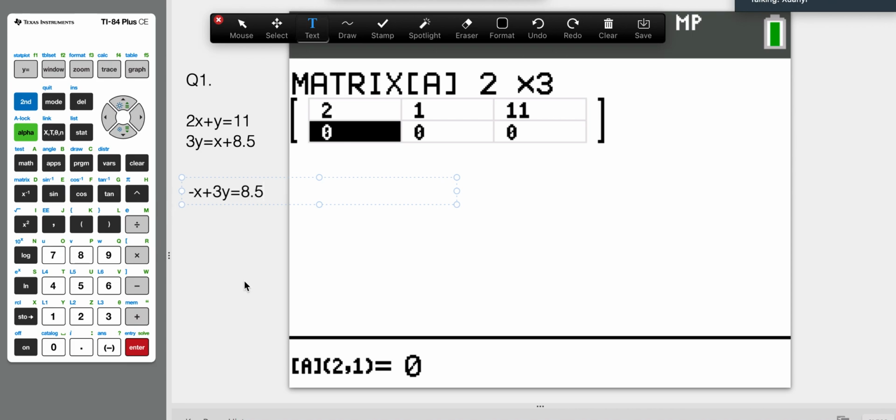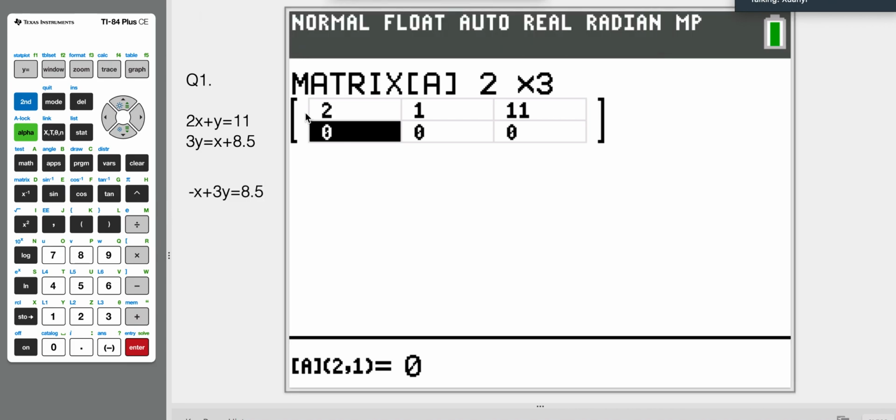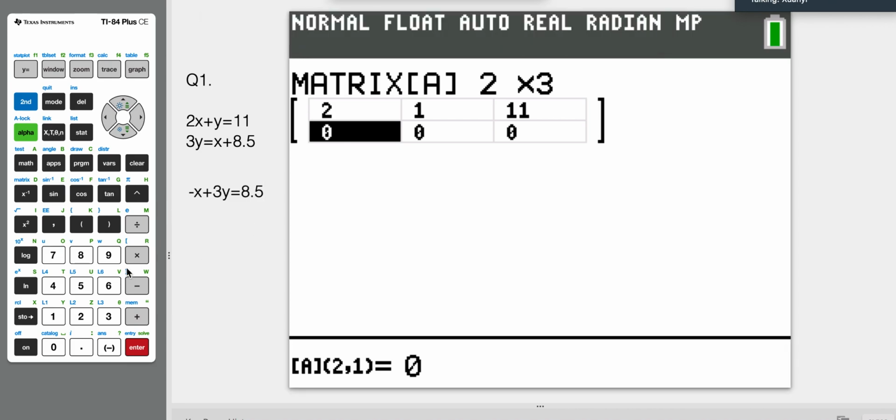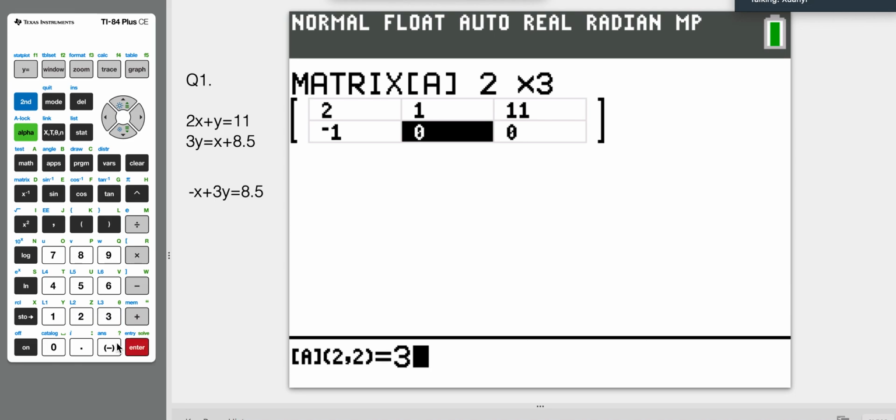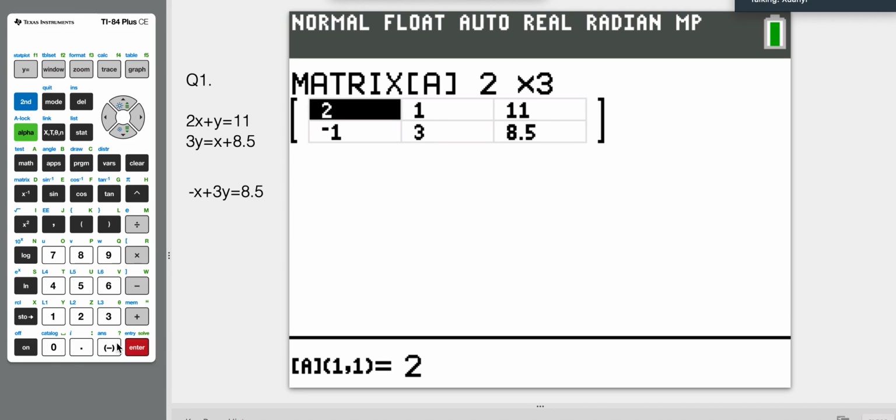Now if I input it, I just follow the same principle and the same order. I first input negative 1. Remember, the negative sign and subtract sign are different. So I put negative 1, and now I put 3, which is 3y, and I put 8.5. Now the calculator is supposed to be able to solve the simultaneous equation because I've been inputting the same thing. Okay, so now you finish with your matrix.